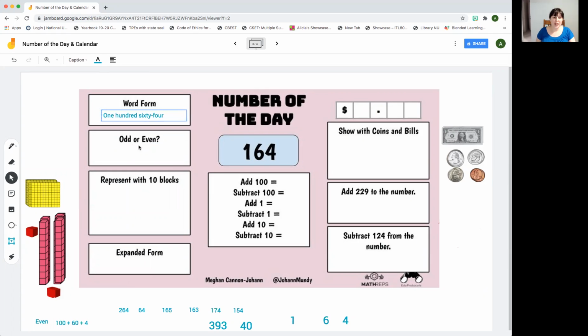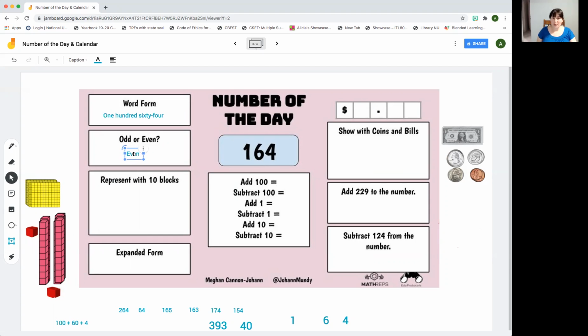164. Next, I'm going to look if it's odd or even. Remember, I can use different strategies. I can count up 2, 4, 6, 8, and those are even, or I can divide the number to see if it divides evenly. So if I divide this by 2, we know that yes, it would be an even number. It divides evenly. So this is going to be an even number.